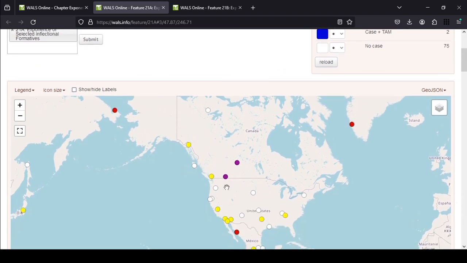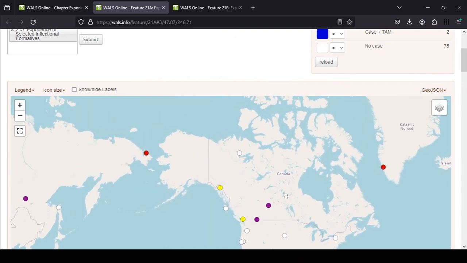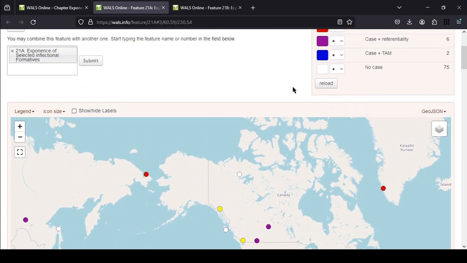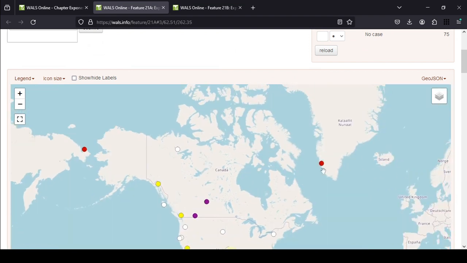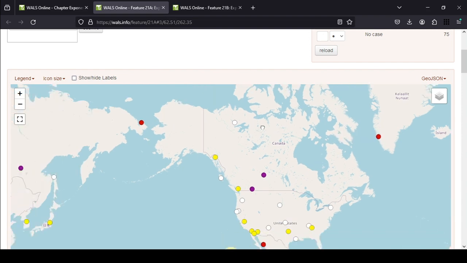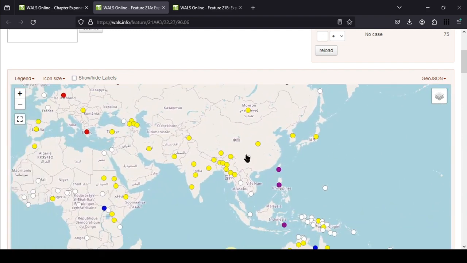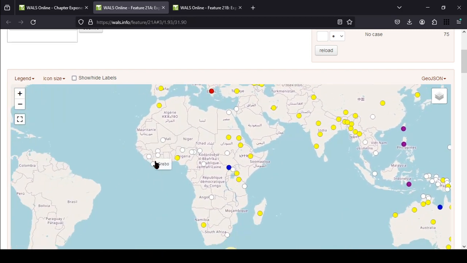So these are case and referentiality in some Canadian languages. And then case and number in these guys. These are so far apart, but maybe they're related. Who knows? Lots of cases in India. Not many cases in this part of Africa. But there's lots of cases here.